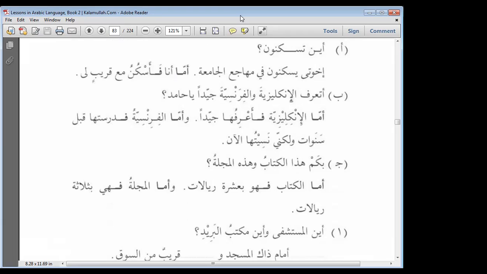Let's look at the other examples and see. You have the amma here, you have the fa here. All right, let's look at the next example.